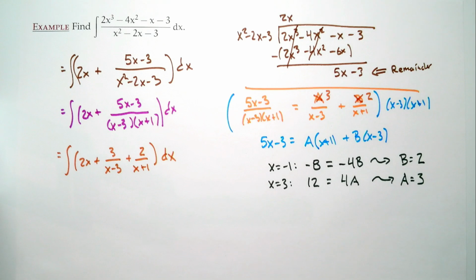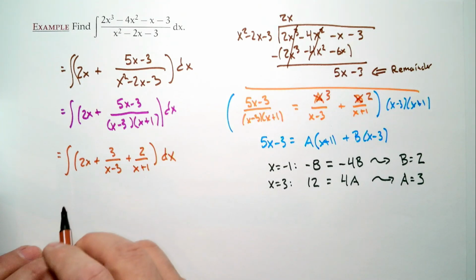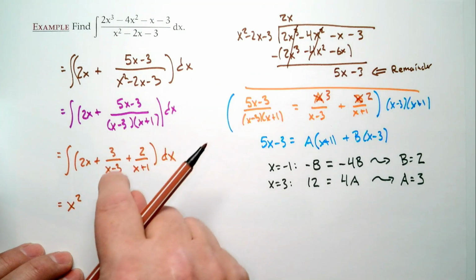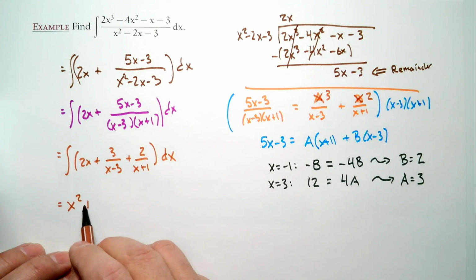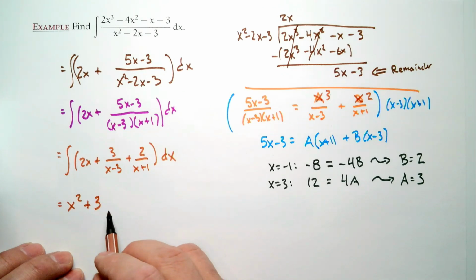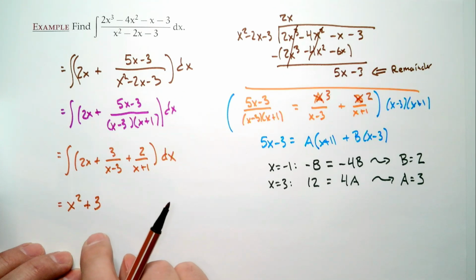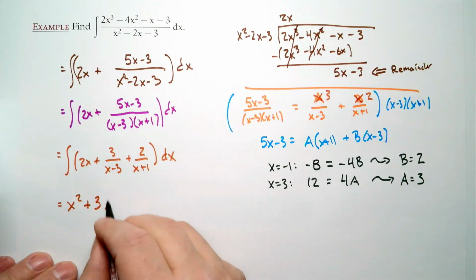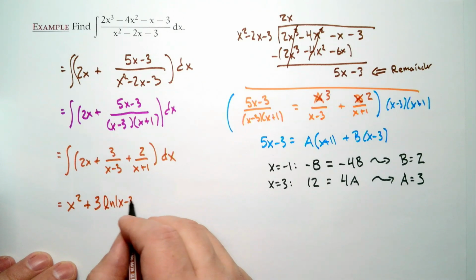Now we go through and we write down our answer. Integral of 2x... x squared. Integral of 3 divided by x minus 3, it's definitely a 3. 1 over x. If you just saw 1 over x, what would it be? ln of x. If you see 1 over x minus 3, what is it? Natural log of x minus 3.